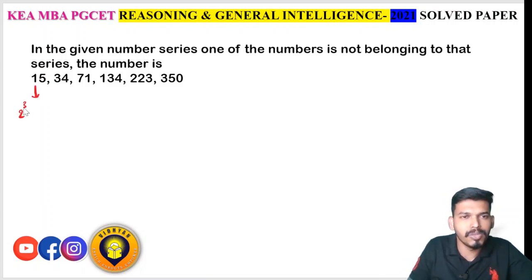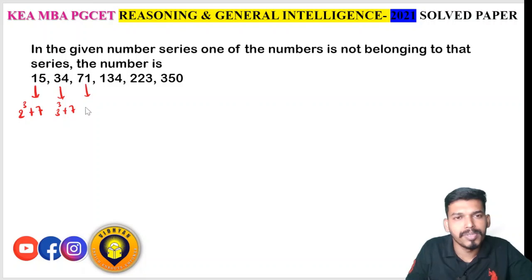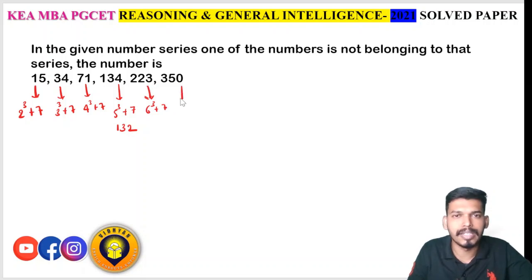So here it is 2 cube plus 7. So this is 3 cube plus 7. This is 4 cube. 4 cube is 64 plus 7 is 71. 5 cube is 125. 125 plus 7 is 132. But it is 134. But verify 223. 6 cube is 216. 216 plus 7 is 223. Correct. 7 cube is 343. 343 plus 7 is 350. Correct. So all these numbers are correct.